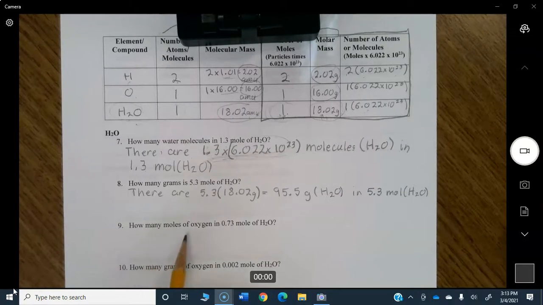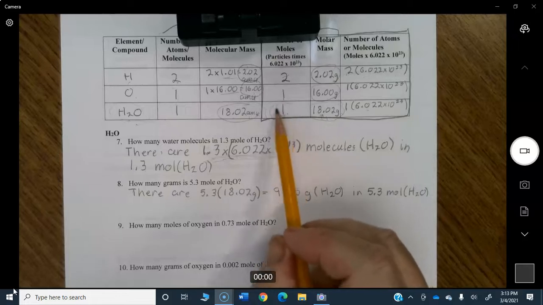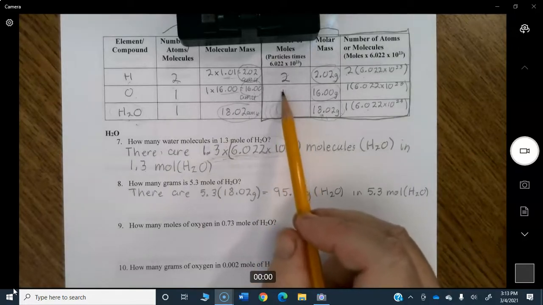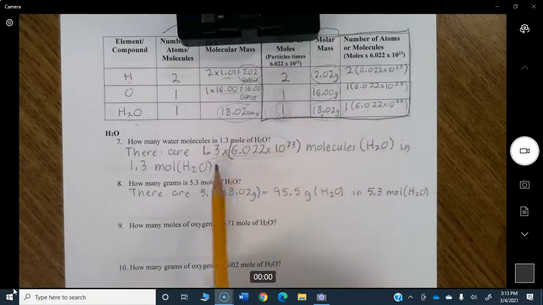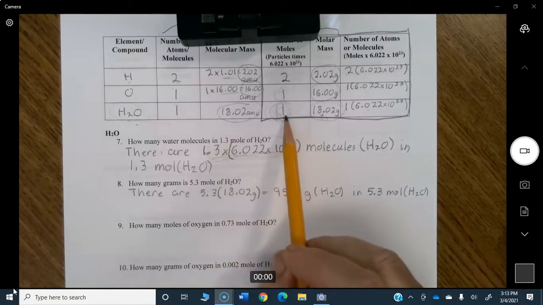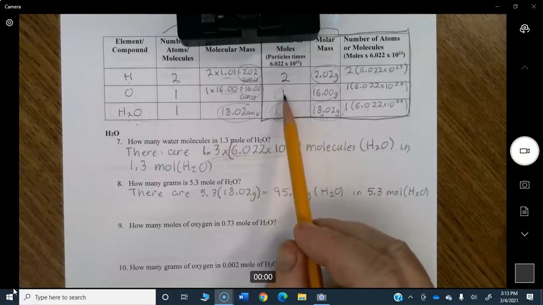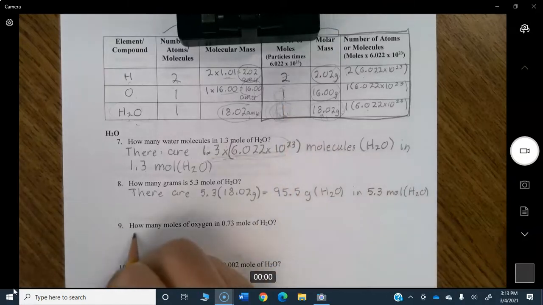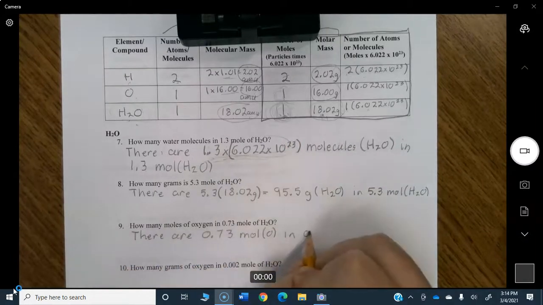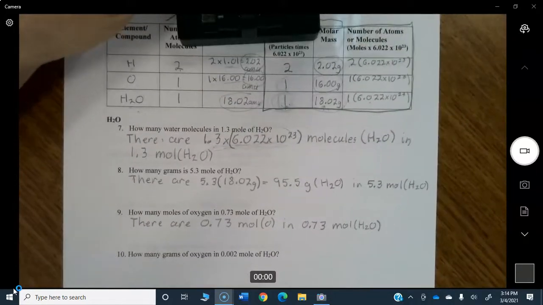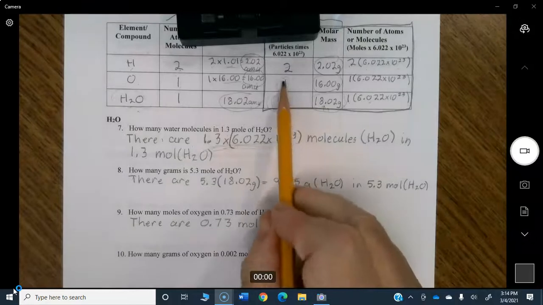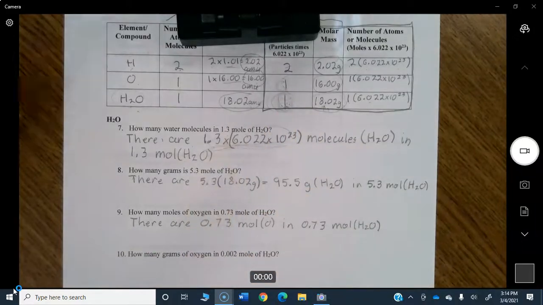How many moles of oxygen in 0.73 moles of H2O? So for every 1 mole of H2O, I have 1 mole of oxygen. That's called a 1-to-1 relationship. So whatever the number of moles of water is, I'm going to have that same number of moles of oxygen. In other words, if I multiply 1 by 0.73, because that's what I want, 0.73 moles of H2O, then I'm going to multiply this by 0.73. All right, and there's the answer. There's 0.73 moles of oxygen in 0.73 moles of H2O. It's the same number. Whatever the number of moles of H2O is, it's the same number of moles of oxygen.